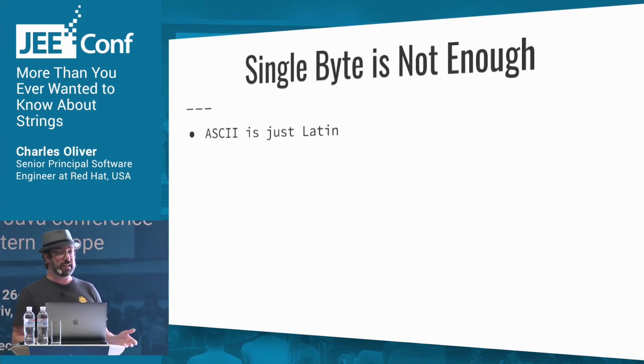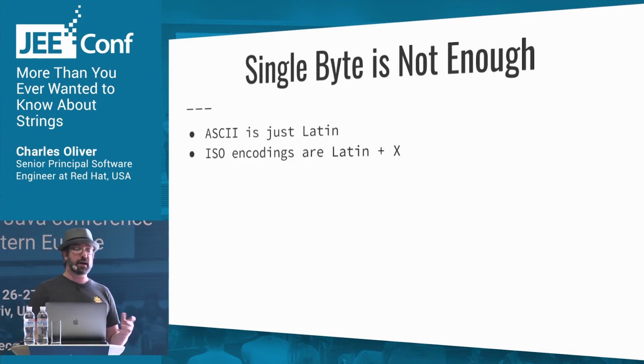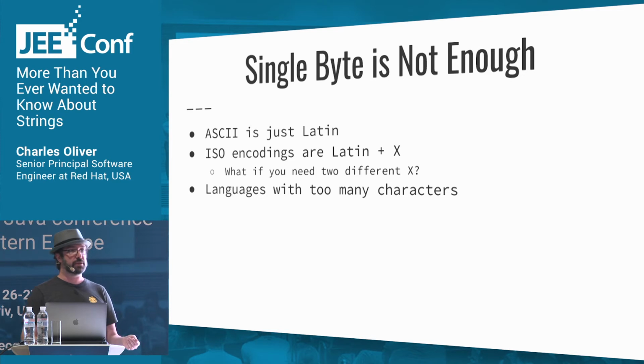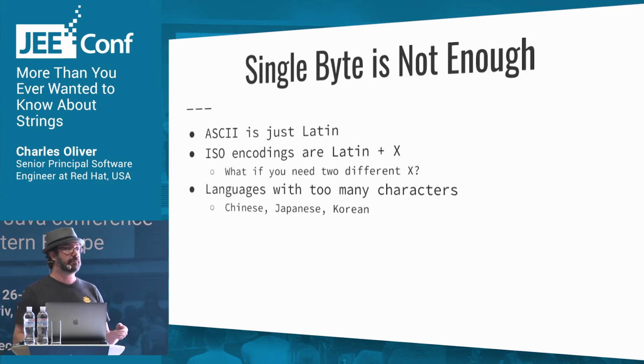Of course, ASCII is just Latin. That's a problem. The ISO encodings improve on this somewhat. We can have Latin plus some other character set, but what if you need even more than that? What if you need an additional alphabet, a Greek alphabet, for example? Now we don't have any good way to represent that text all as one encoding. And then, of course, there are the languages with too many characters, Asian languages, Chinese, Japanese, Korean, that may have thousands of different characters that we need to represent. Certainly no way to fit those into a single byte.